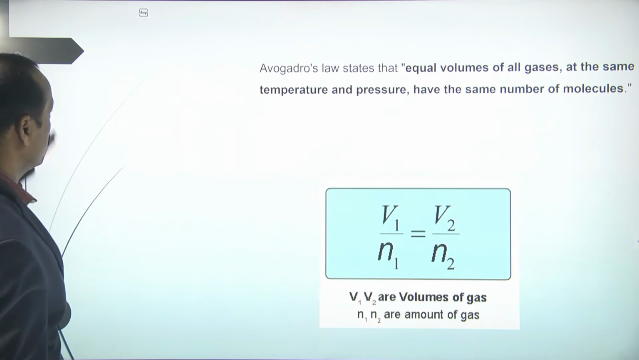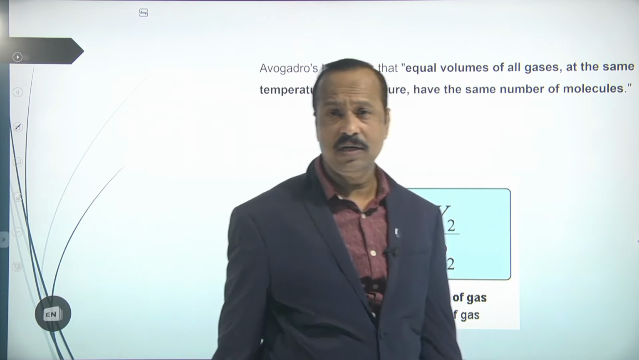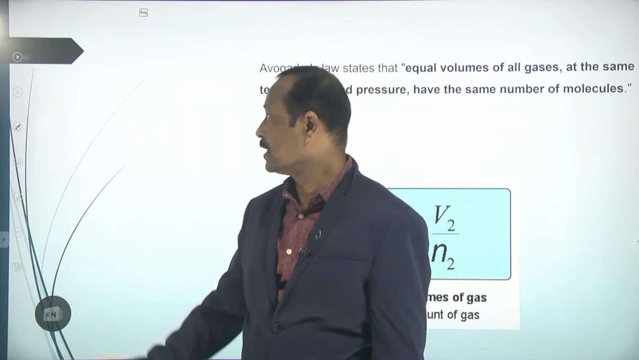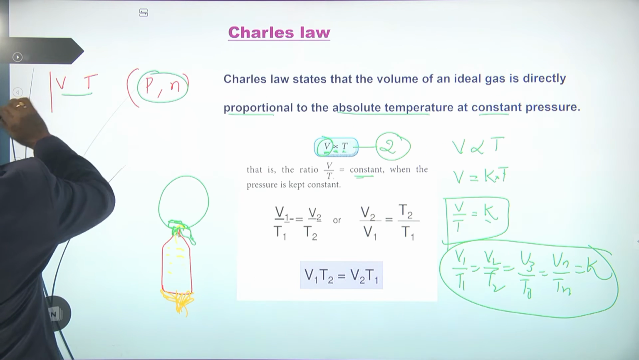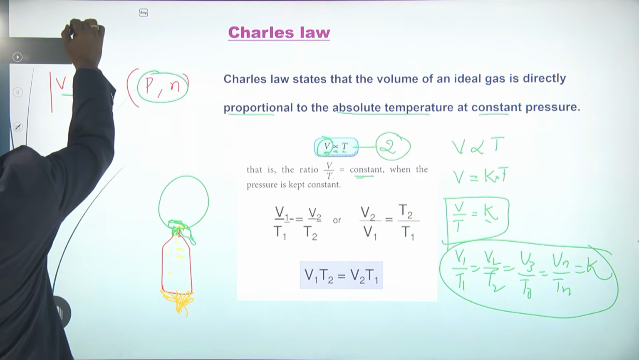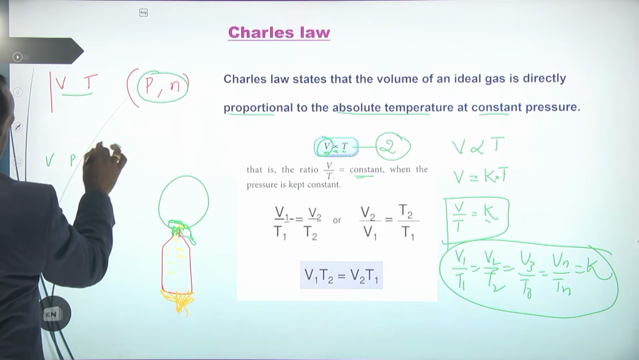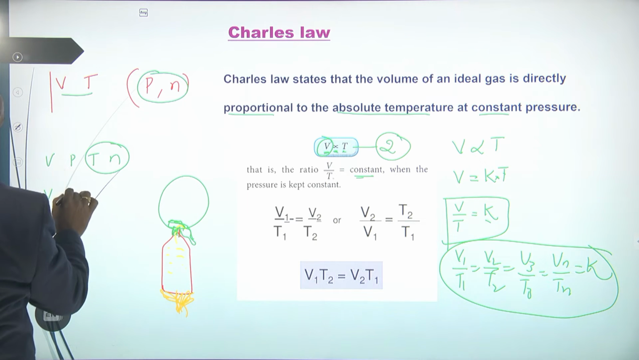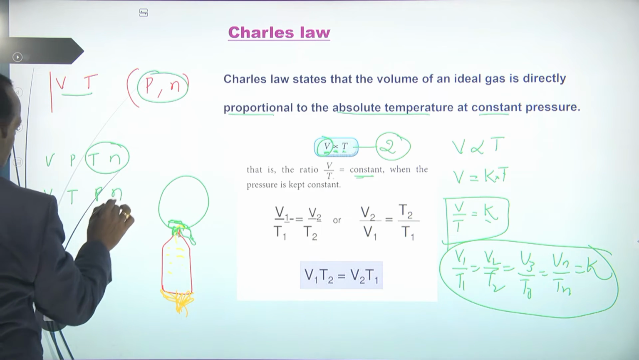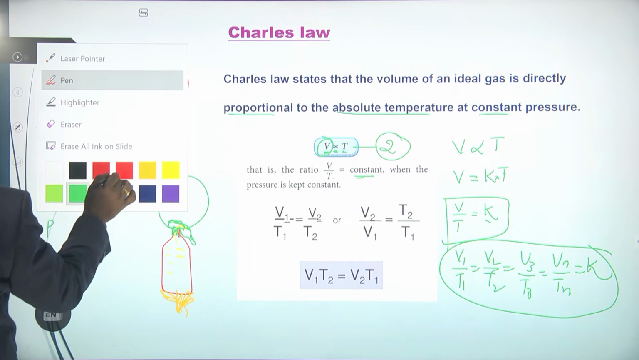Right. Now come to the third one. Third one is Avogadro's law. Avogadro's law, it is very simple. Now see, in the last slide I said what we are using. In the first slide, Boyle's law, what we have done, V, P, T, N, these two kept constant. In the second one, we took V, T, and P and N kept constant. Now we are taking V and P, so what we should take constant now?